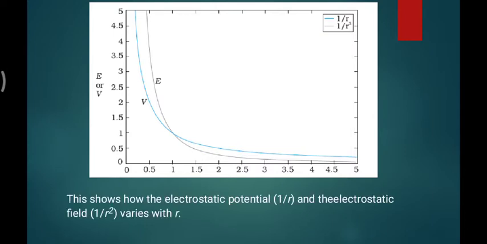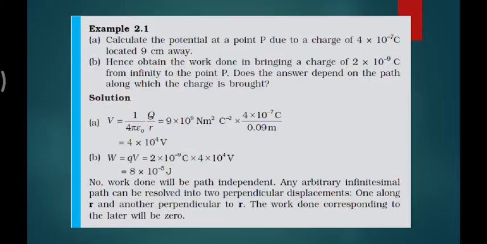This shows that the electrostatic potential reduces in the 1 upon R way, and the electrostatic field reduces in the 1 upon R square way with the values of R. This is one short example. Calculate the potential at the point P with the given charge, and the distance given is 9 centimeter. As we know, V is equal to 1 upon 4 pi epsilon 0 times Q upon R. All numbers are given. Just do the calculation on your calculator.